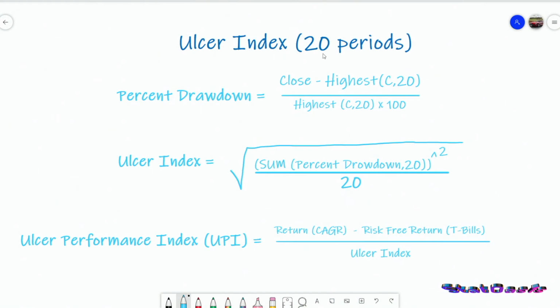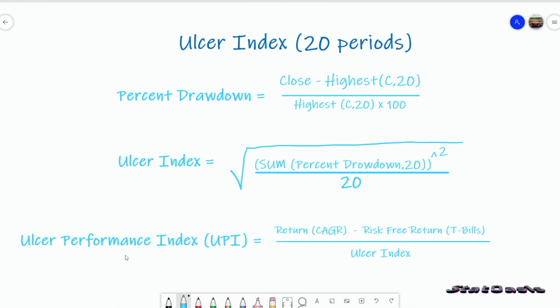So this is an example of a 20 period Ulcer Index. You measure the drawdown: the close minus the highest high of the 20 periods, divided by the highest high of the 20 periods, times 100. That's the percent drawdown. Then you square all the percent drawdowns for the past 20 periods and sum them. You divide by 20 and take the square root of that. And that is the Ulcer Index.